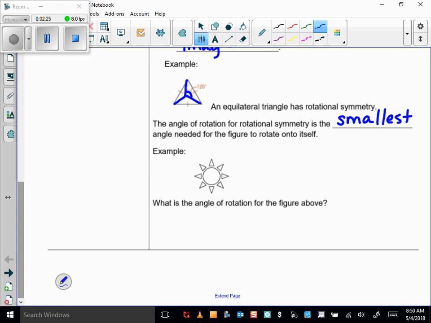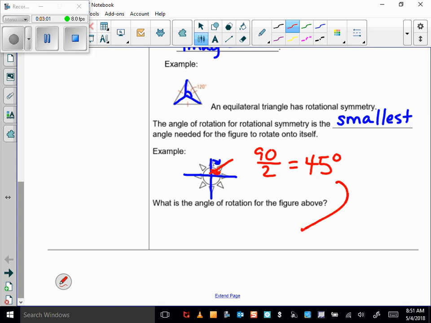Okay, so let's look at this little image of the sun here. What's the angle of rotation for the figure above? Well, if I turn it one click, it's going to rotate onto itself. But what is the measure of that angle? Well, if I rotate it this much, that's 90 degrees, right? But it's really half that I have to rotate it to get it to map onto itself. So its angle of rotation is 45 degrees.